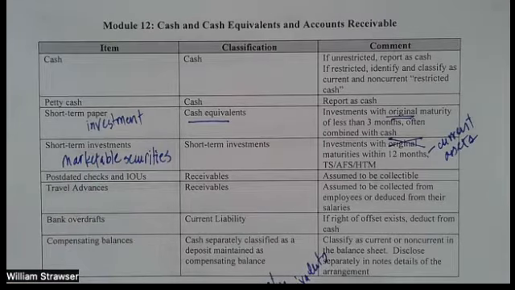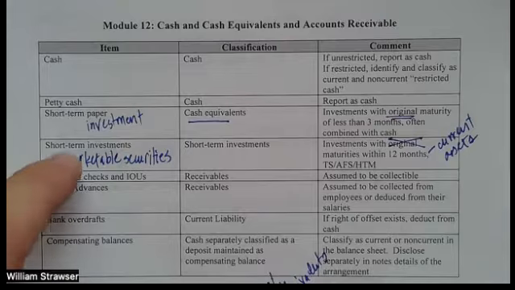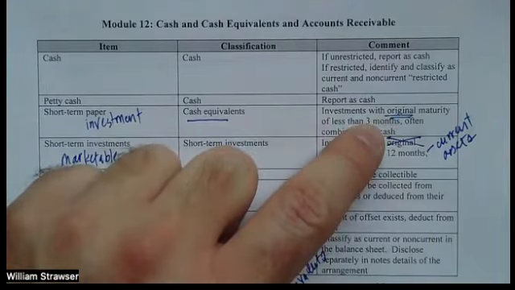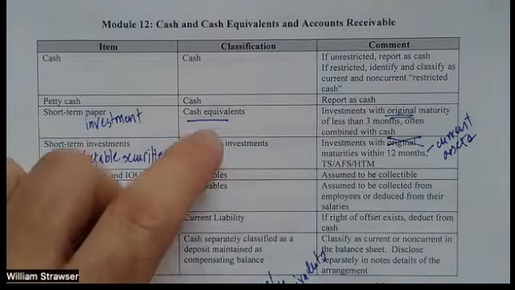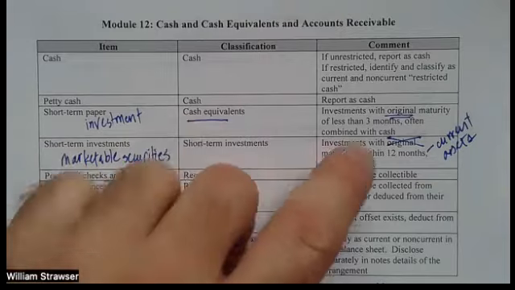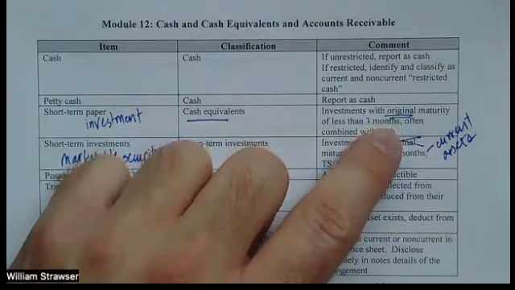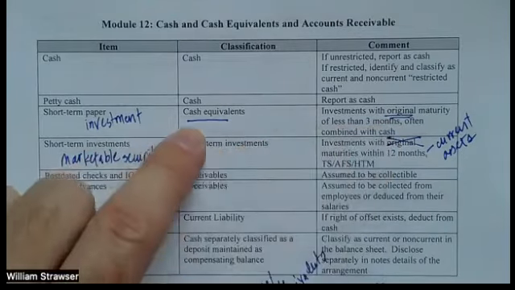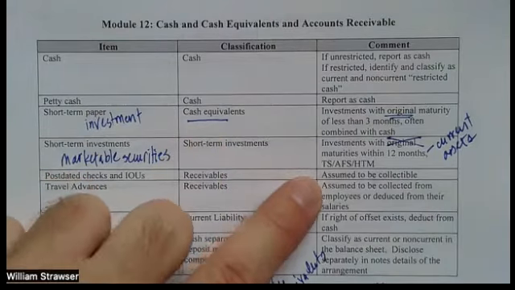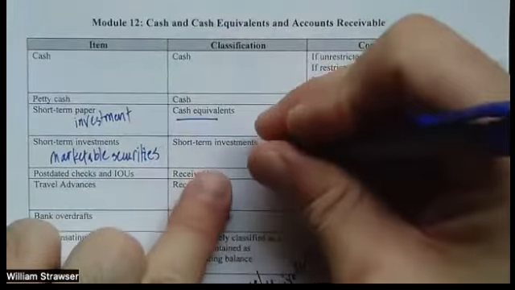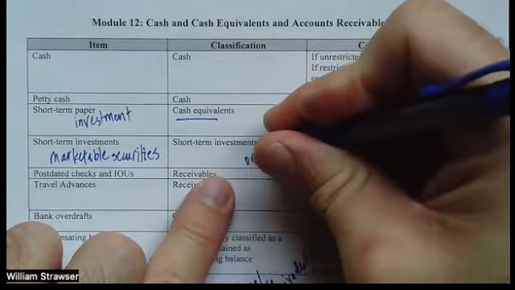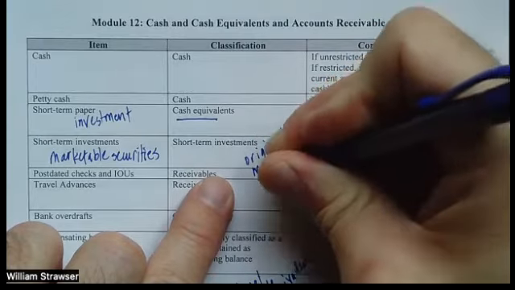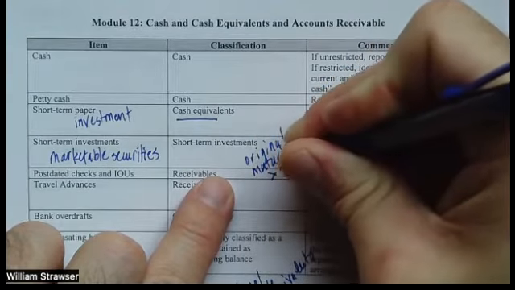But one thing to underscore is that short-term investments, anything with an original maturity beyond 3 months, never become cash equivalents. It has to meet this criteria at the outset with its original maturity in order to ever be a cash equivalent. And so all these short-term investments have original maturities greater than 3 months.